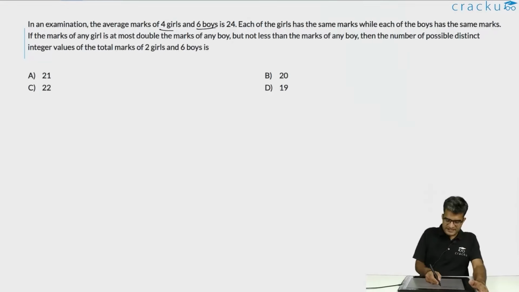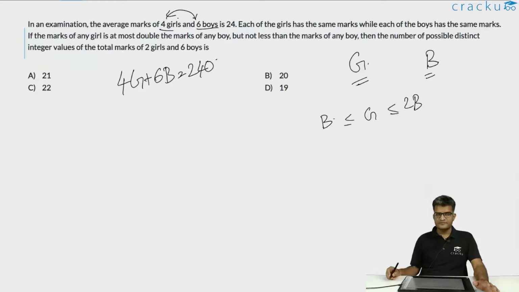What we are told is that the marks of any girl, G, is at most double that of any boy. So G is less than or equal to 2B, and it is greater than or equal to the marks received by any boy. So essentially G lies between B and 2B. What we are required to calculate is the number of distinct possible integer values for the marks received by 2 girls and 6 boys.